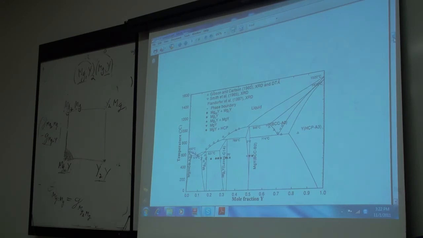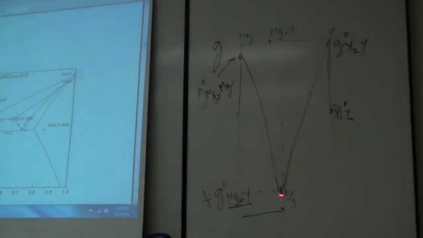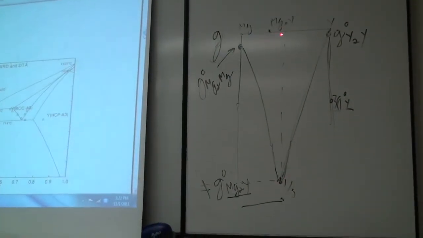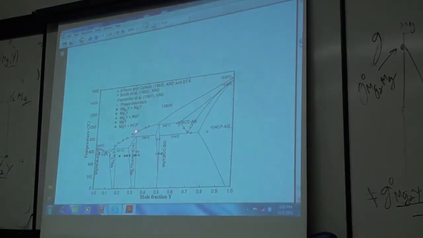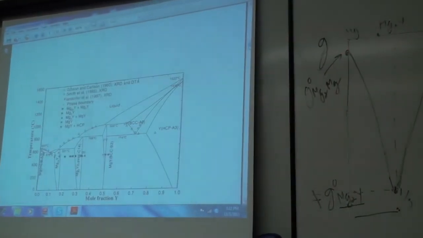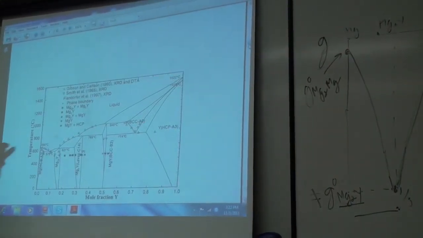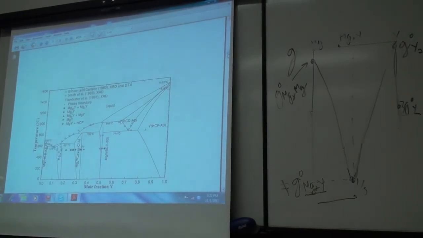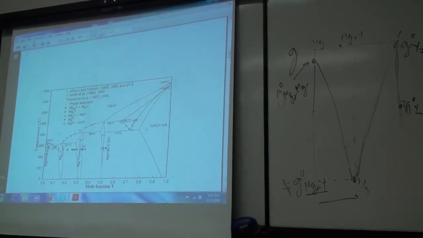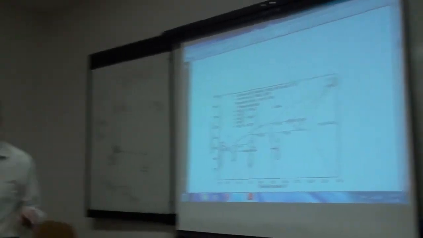This term here, G naught Mg2Y, is going to be your main term, which fixes the stoichiometry and which really fixes just the melting point of the compound. The more negative that is, the higher the compound will melt. These two terms, the higher they are, the narrower is the two-phase region. The binary terms and the big lambda term are truly minuscule.